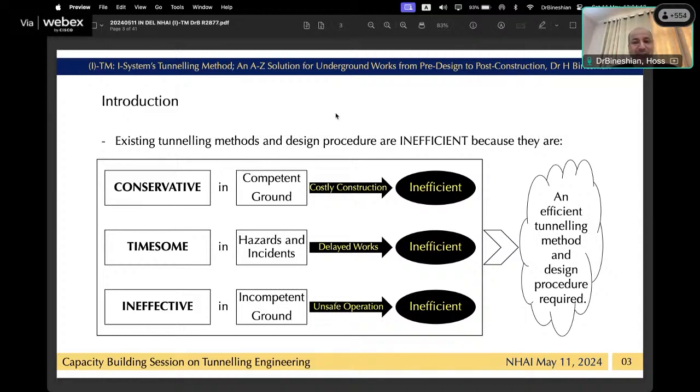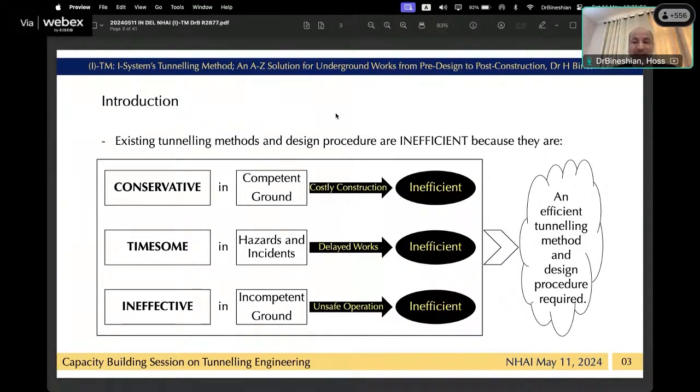Existing tunneling methods and design procedures are time-consuming. They consume too much time when you are entering hazardous ground and facing incidents, and it causes delayed works. Therefore, again, they are inefficient when you are facing problems. They are ineffective in incompetent ground, meaning poor and very poor ground. Why? Because they cause unsafe operation. They are not designed for these scenarios. Therefore, again, your tunneling would be inefficient.